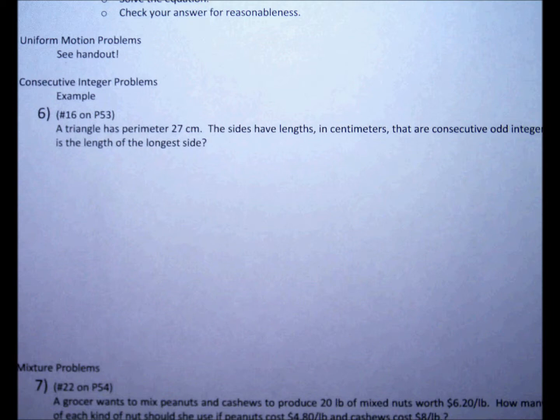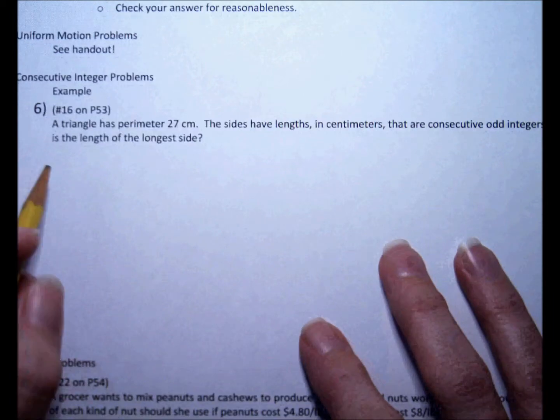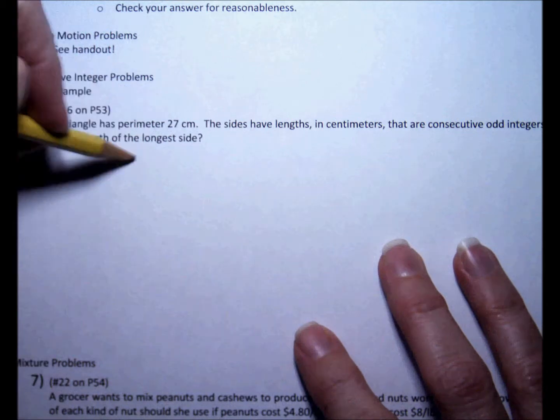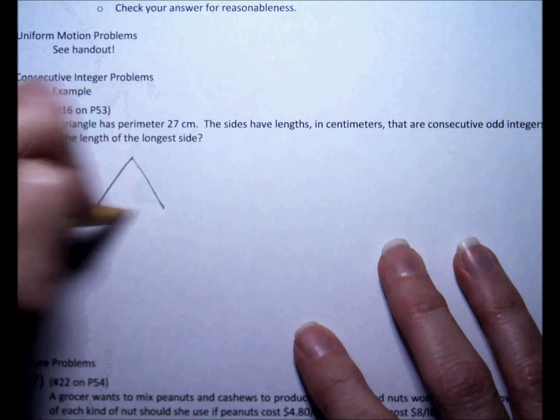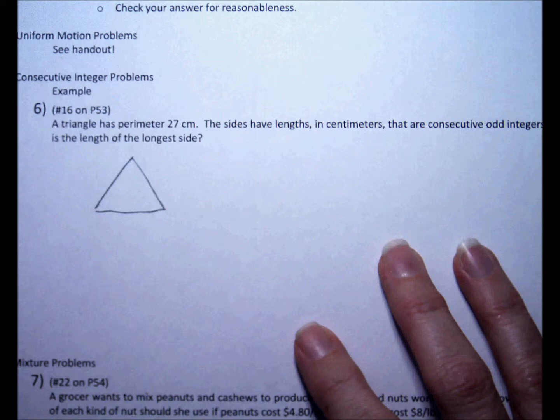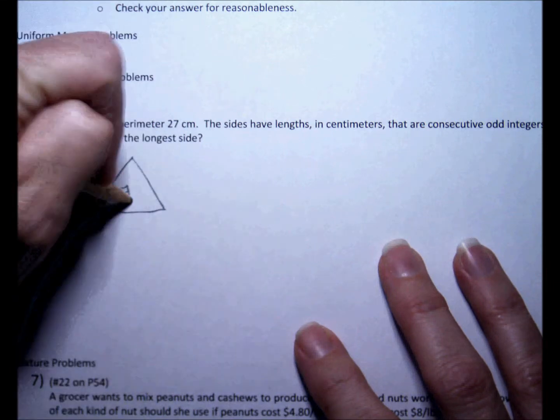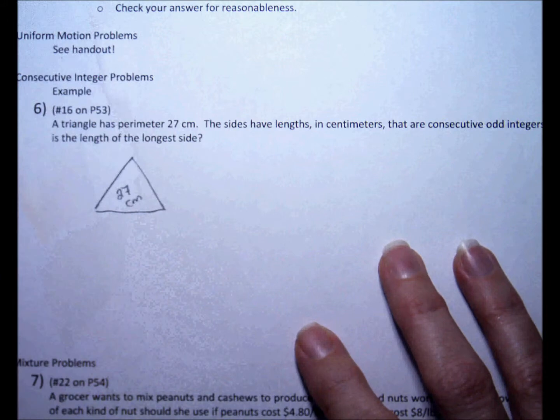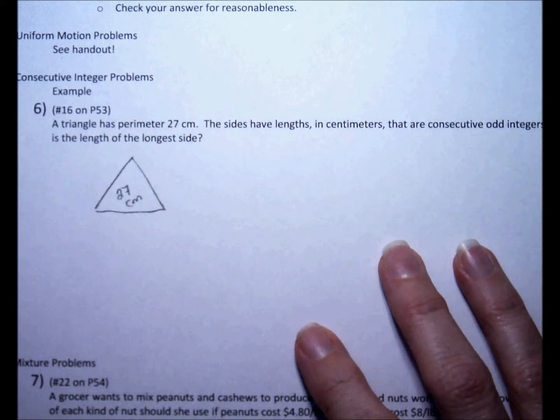And now we're going to look at consecutive integer problems. What I've done is I've picked out the typical problems that you'll see in your book, on the test, and in your worksheets. So we've got some consecutive integer problems, we've got a mixture problem, and then the motion problems. You may see other things, but these same techniques can be applied.